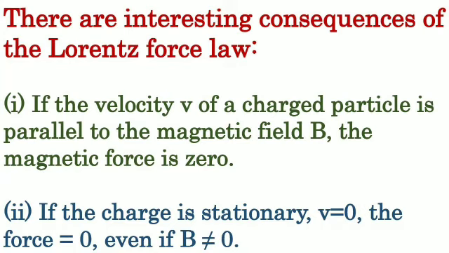These are: number 1, if the velocity vector V of a charged particle is parallel to the magnetic field vector B, the magnetic force is 0. Now the second, if the charge is stationary, that is velocity V is equal to 0, the force will also be 0 even if the magnetic field is not equal to 0. So these are the two interesting consequences of the Lorentz force law.